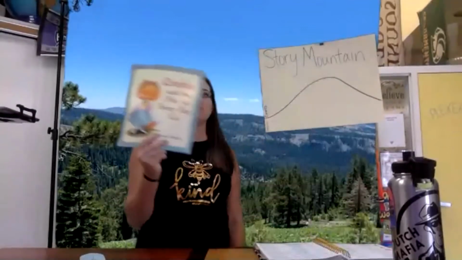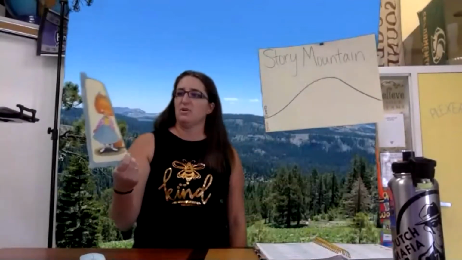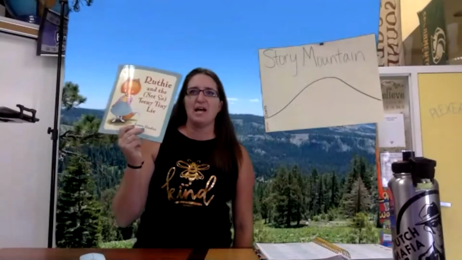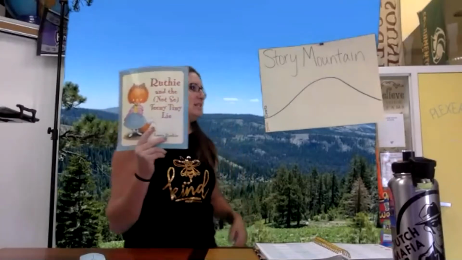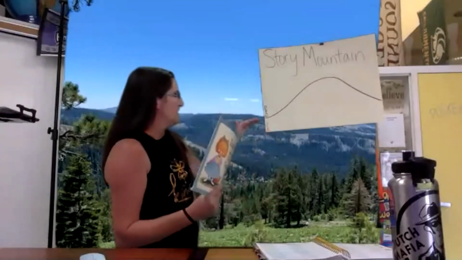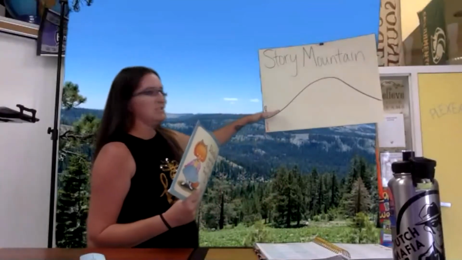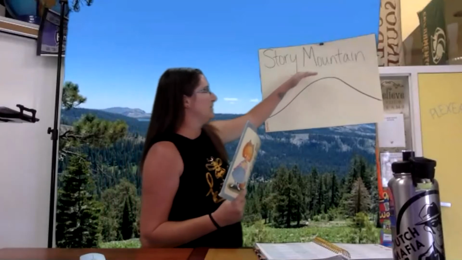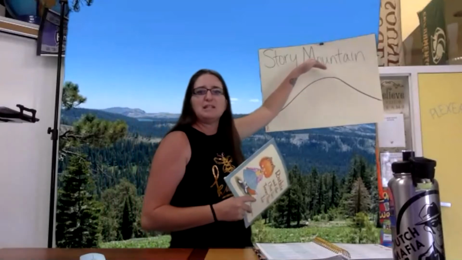So for today, I'm going to read you guys a story. And the story is Ruthie and the Not So Teeny Tiny Lie. And as I read this story, you're going to be thinking of the key events that are happening in the story as we read it. And you're going to notice the events, they start in the beginning and they build up to the top. This top is the climax. And we talked about the climax last week.